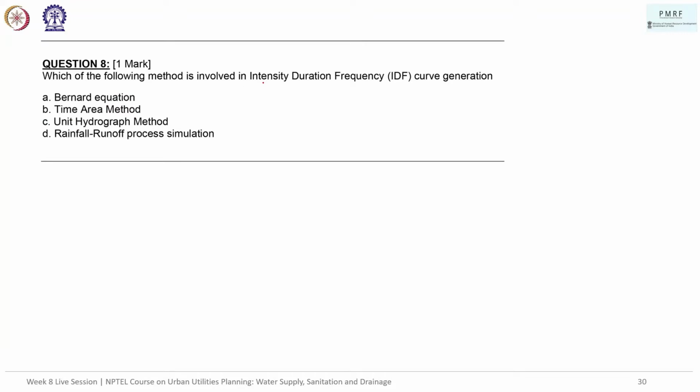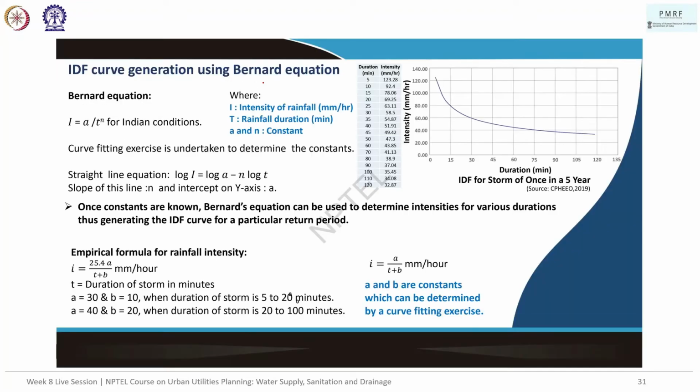Which of the following methods is involved in intensity duration frequency curve generation? Which is the IDF curve generation. A, Bernard equation; B, time area method; C, unit hydrograph method; and D, rainfall runoff processing simulation. Any answers? Bernard equation. Okay. Yes, Bernard equation A. We have two answers, and both of you are right.